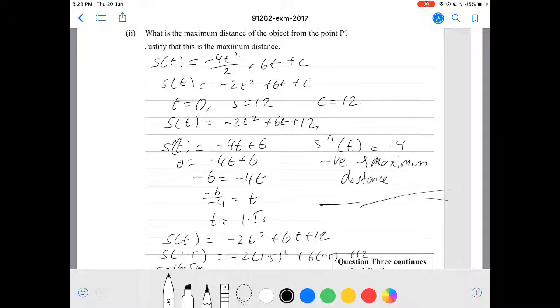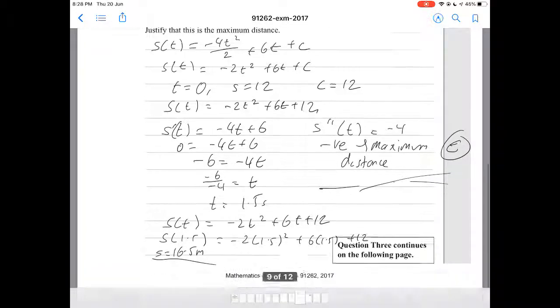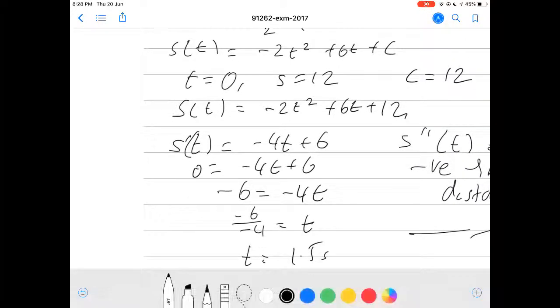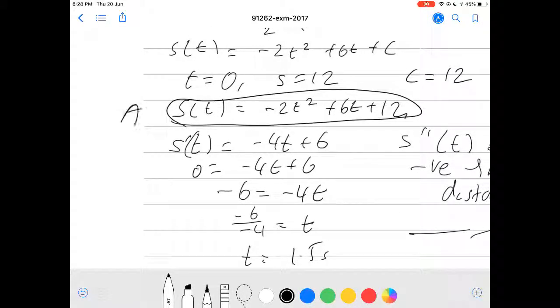Okay? So therefore, getting all the way up to finding the correct distance and justifying that it's the maximum distance will get you an excellence grade. To get a merit grade, you're finding the correct value of s. So you find that s equals 16.5 meters, you get a merit grade. To get an achieved, you're finding the equation for s, so s of t. So basically getting this equation correct, you get an achieved.